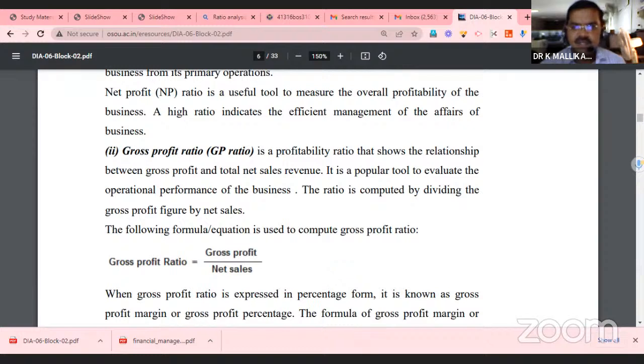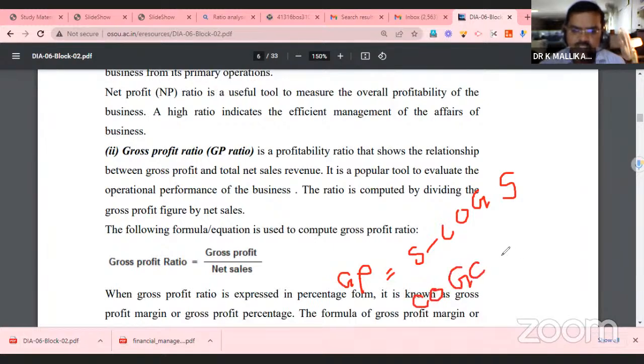Sales minus cost of goods sold. So we know the gross profit. Sometimes we want to know the cost of goods sold. So what we can do is sales minus gross profit, which gives the cost of goods sold. So when you are calculating this gross profit ratio, it is very simple.